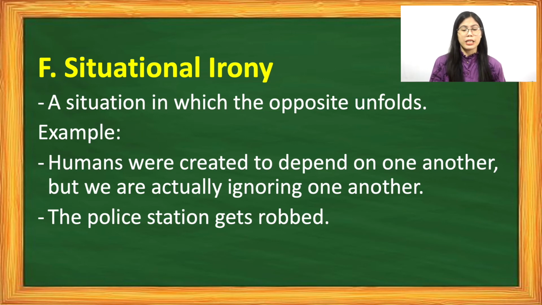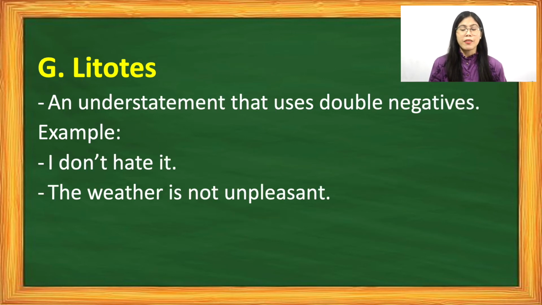Next is litotes. It is an understatement that uses double negatives. Here it uses double negatives to state an affirmative or positive statement. Example, "I don't hate it." As you can see, we have double negatives, which are the words don't and hate. These double negatives state a positive statement. So this sentence means that this person liked it.